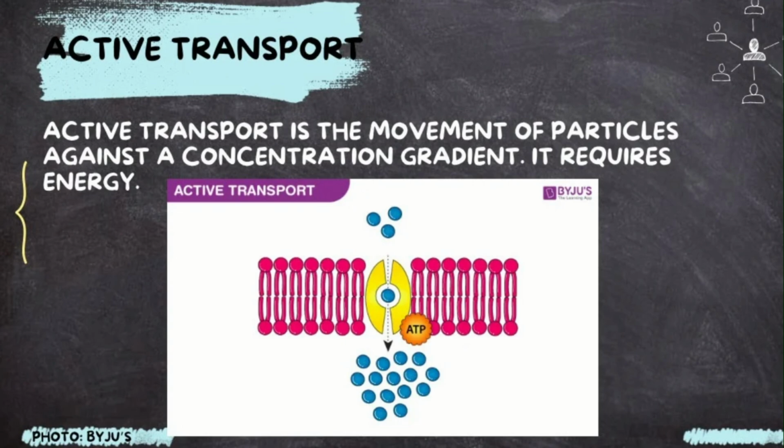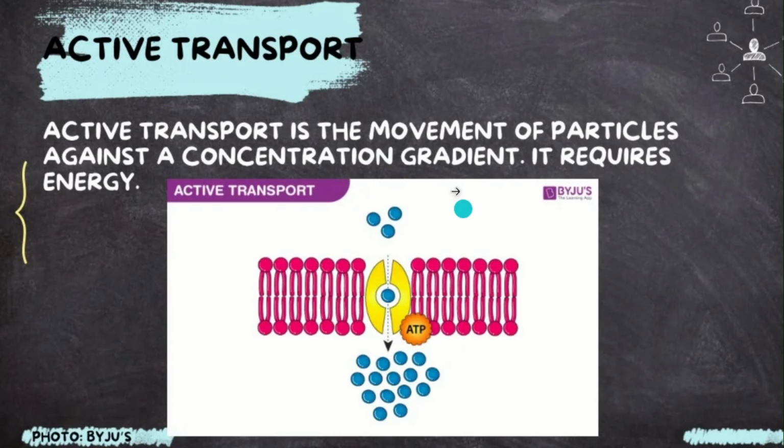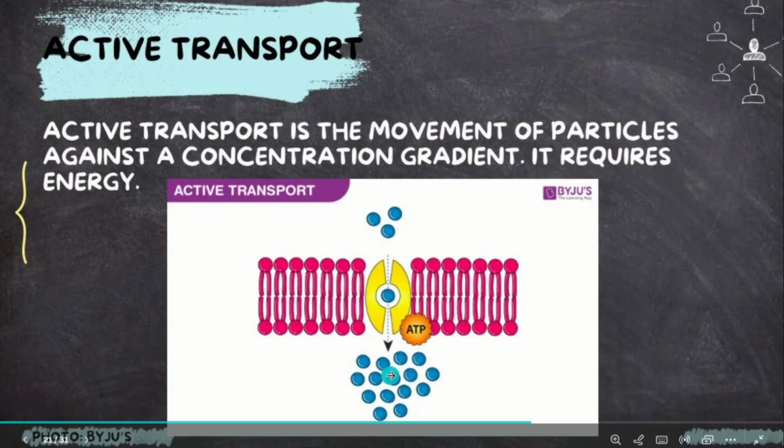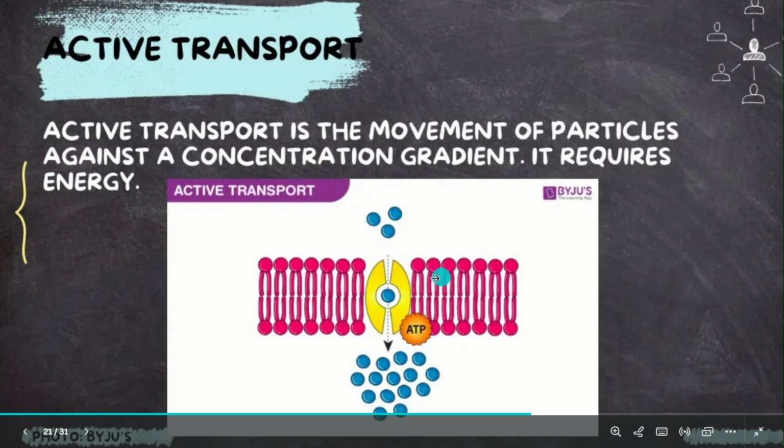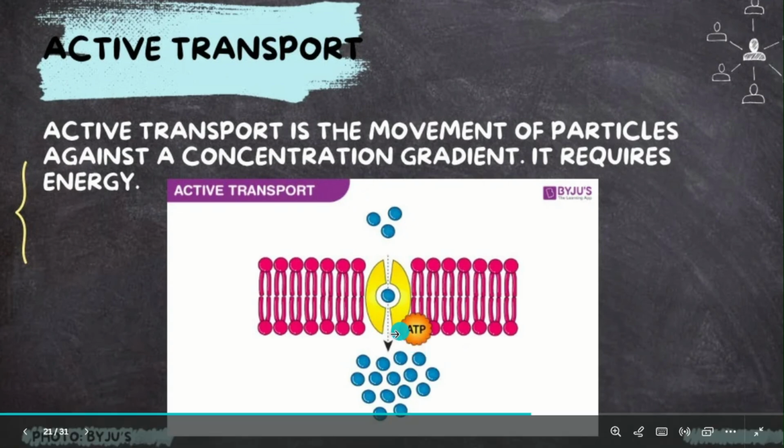So in active transport, particles are moved from an area of low concentration to high concentration, against a concentration gradient. So low concentration to high concentration against a concentration gradient, right? That's the biggest difference, because in diffusion and osmosis we said high to low. In active transport, we're saying it's low to high. So you see that it's reversed, and we're also using ATP.